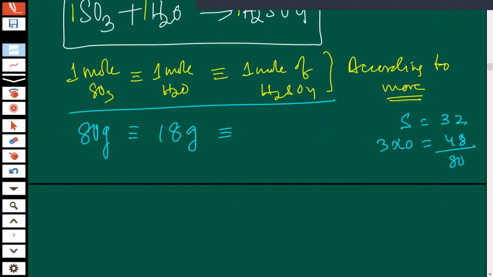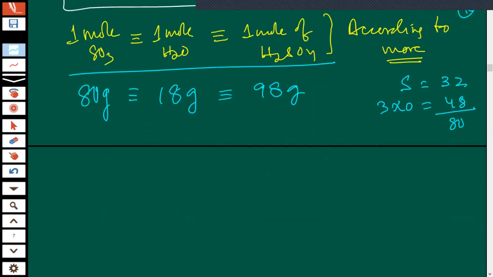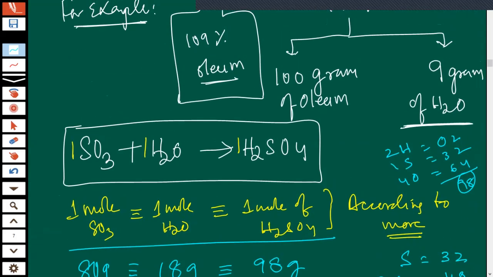And how much will this one be? This will be 98 gram. Calculate it: 2 hydrogen, 1 sulfur and 4 oxygen. 2, 32, then 64. It is 98, children. But the condition is not like this. The condition is how much gram of water is in the sample?